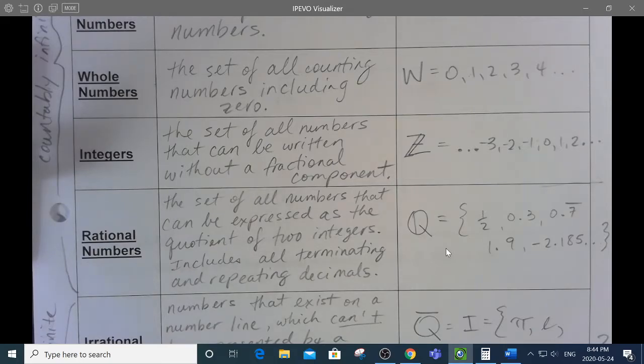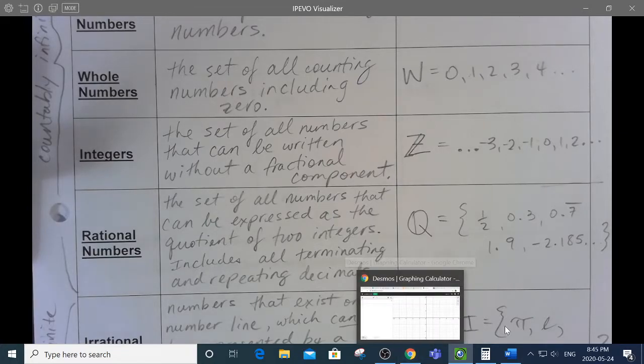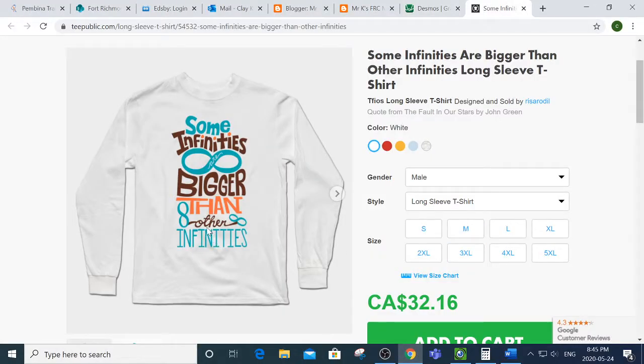It is a book aimed at young adults, tweens and teenagers. The main story involves a young boy dying of cancer, and it was really popular. The movie that came out a couple years after it was written was also really, really popular. In fact, I remember kids walking around with t-shirts a few years ago. And there's the quote: some infinities are bigger than other infinities.